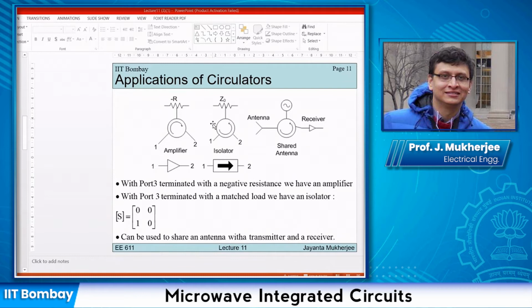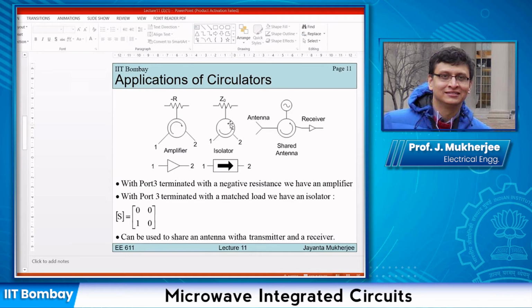One other use of circulators is, here in this circulator, power flows from port 1 to 2 and then to 3. This is port 3. Port 3 is terminated with a matched load. So any signal traveling from port 1 to 2, at port 2 there might be some reflection which will be transmitted to port 3, but since port 3 is matched, there won't be any further reflections from port 3, and so there will be no signal coming back from port 2 to port 1. So that's how an isolator action is achieved, that power can flow only from port 1 to port 2.